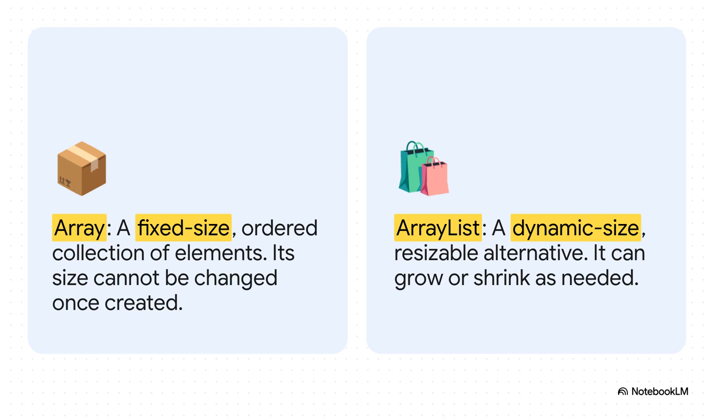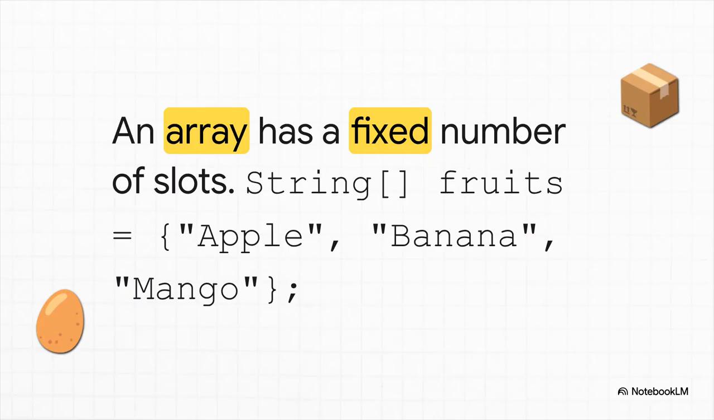On one hand, you have the array. Think of it like a toolbox with a fixed number of slots. On the other, you have the ArrayList, which is more like a magical backpack that just keeps expanding. So let's talk about the array for a second. The best analogy is an egg carton.